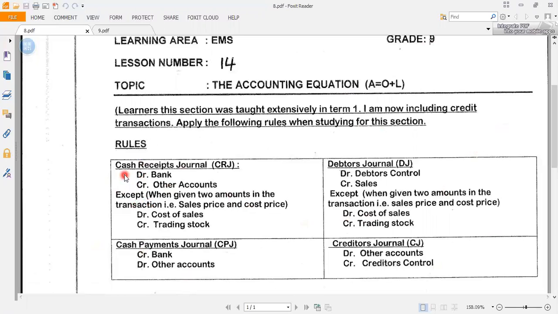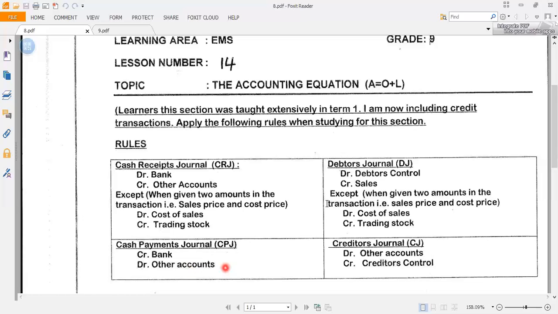Let's recap. In my cash receipts journal, the CRJ, I told you that you always debit the bank and you credit other accounts, except when you are given two amounts in the transaction, that is the sales price and the cost of sales. For that, we also effect the cost of sales, which is to be debited, and we credit the trading stock for those transactions only. Then in the cash payments journal, we always credit bank and we debit the other account. How do we know which account to debit? We are going to get that information from the relevant transactions.